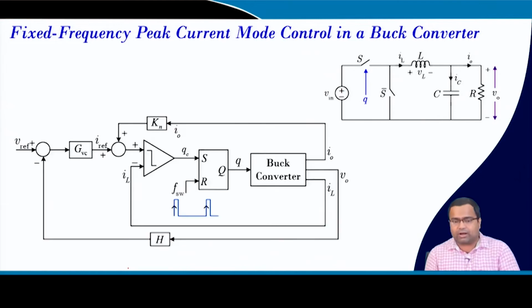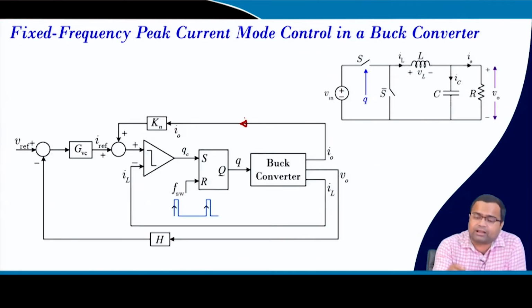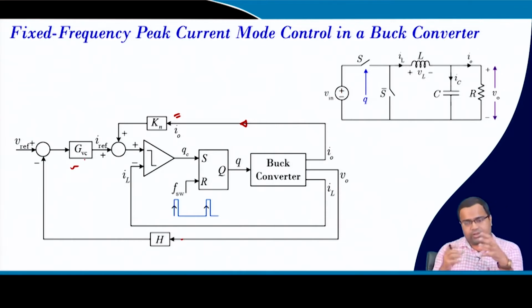So, first we will talk about peak current mode control. We are using a load current feedforward, and this normalization factor will be 1 for a buck converter. You can also incorporate a feedback gain; once you use a feedback gain, then accordingly you have to scale this parameter.